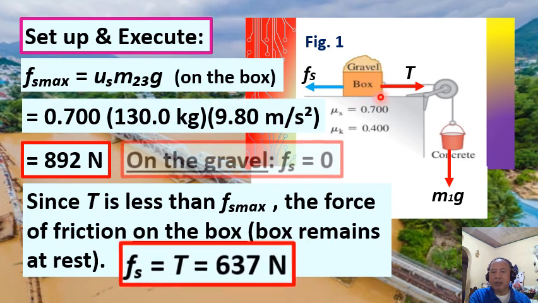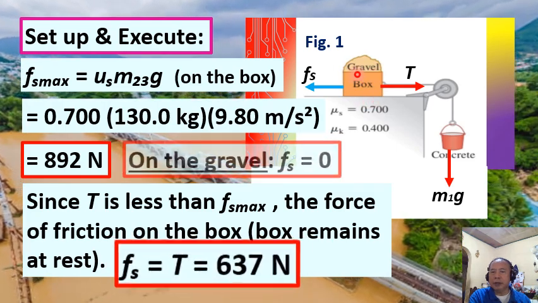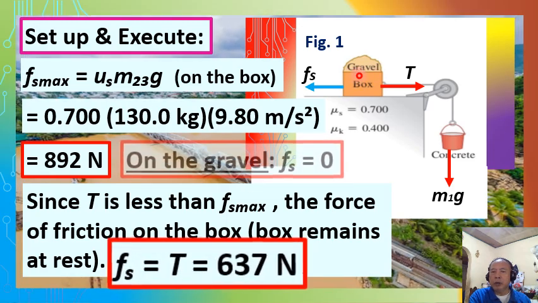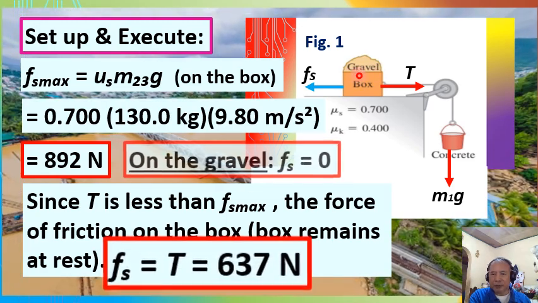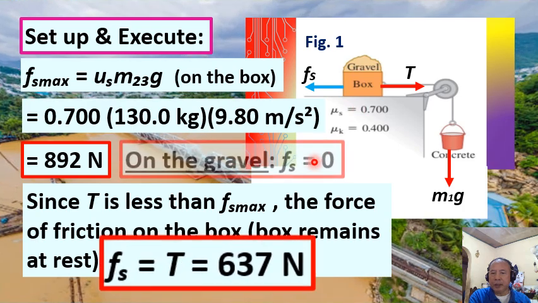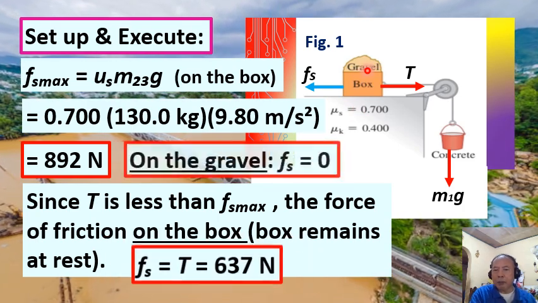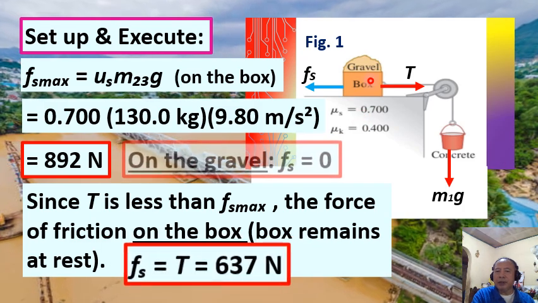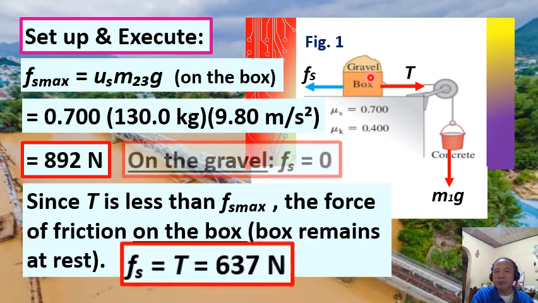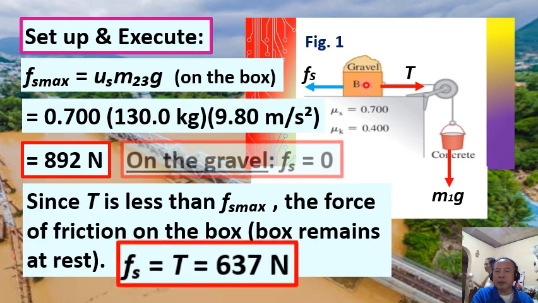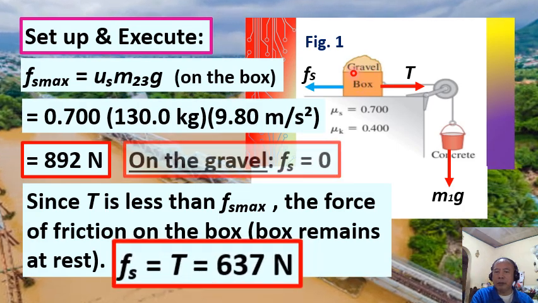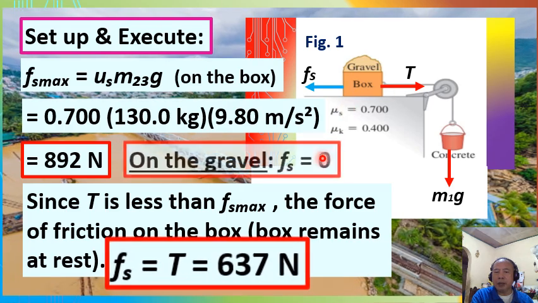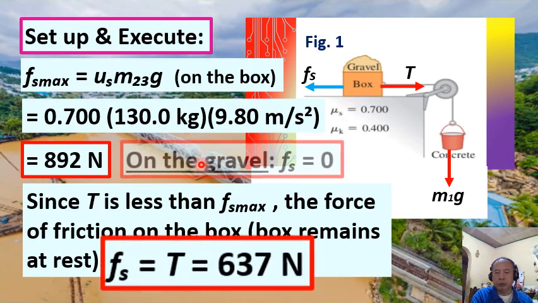So relative to the box, the bag of gravel is also at rest, right? That is why, if there is no horizontal applied force on the gravel, that means there is no static friction exerted by the surface of the box on the bag of gravel. That is, Fs on the bag of gravel must be equal to zero.